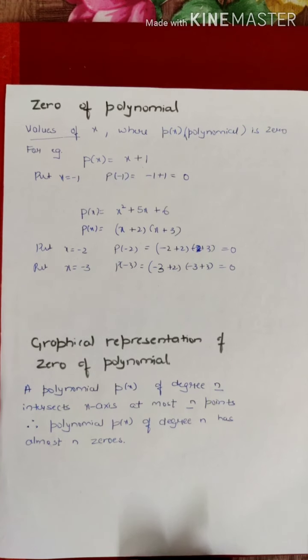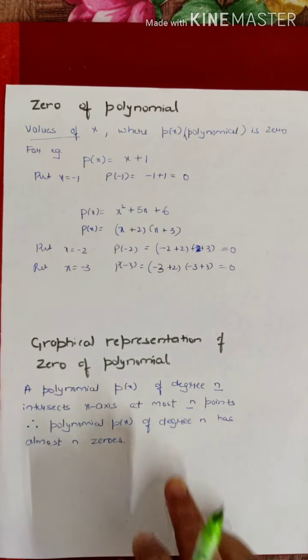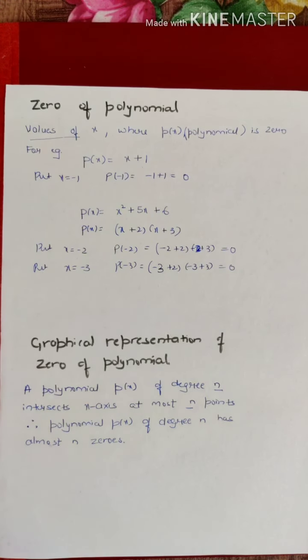Now as you can see, a polynomial p(x) of degree n, whatever the degree is, 1, 2, 3, 4, will intersect the x-axis at most n points. It means the curve will intersect at as many points as its degree. If the power of the curve is 3, it will intersect the x-axis at 3 points. If the degree of the polynomial is 2, it will intersect the x-axis at 2 points.